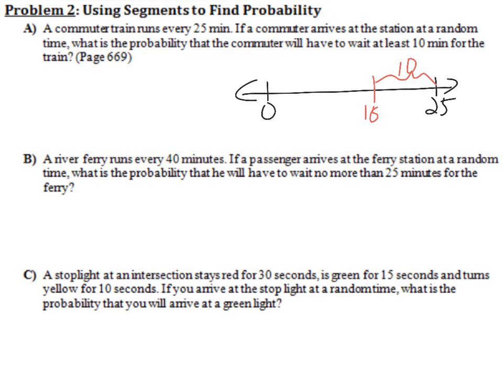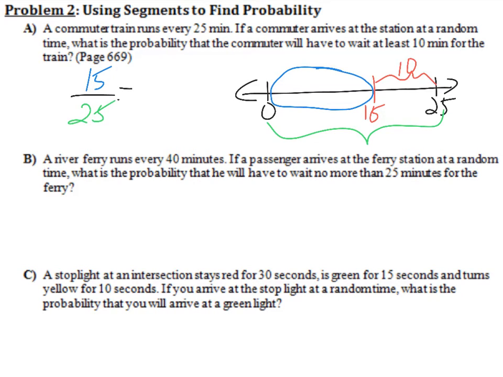Well, if we want it to be at least 10 minutes, we're looking for this distance here. From 0 to 15, that has a distance of 15. And then the total distance from 0 to 25 is going to be 25. So we've got 15 over 25. Now once we find the probability, we have to reduce it if we can. Well, 15 over 25, I can take a 5 out of both, and that simplifies down to 3/5. So the probability that they have to wait at least 10 minutes is 3 out of 5.